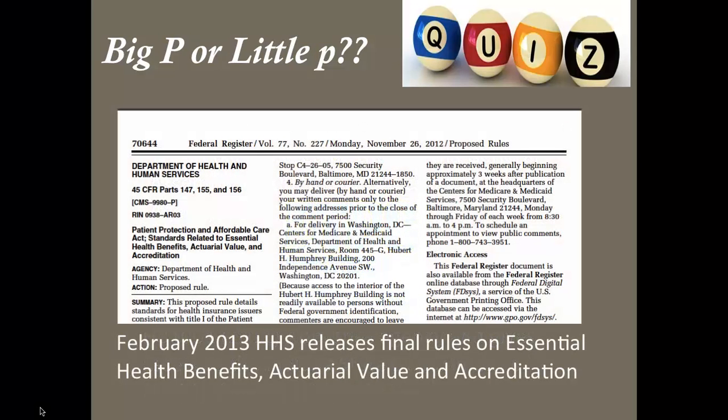This would be the February 2013 HHS guidelines or final rules on essential health benefits and actuarial accreditation. Taking a look here, you'll notice the Federal Register where it's printed is dated November 26th, but that's because those rules did not change. They were proposed, people could have an impact and give input, but those rules as printed on the 26th of 2012 became the final rules in 2013, February. Big P or little p? Who did it? HHS released final rules would be little p.